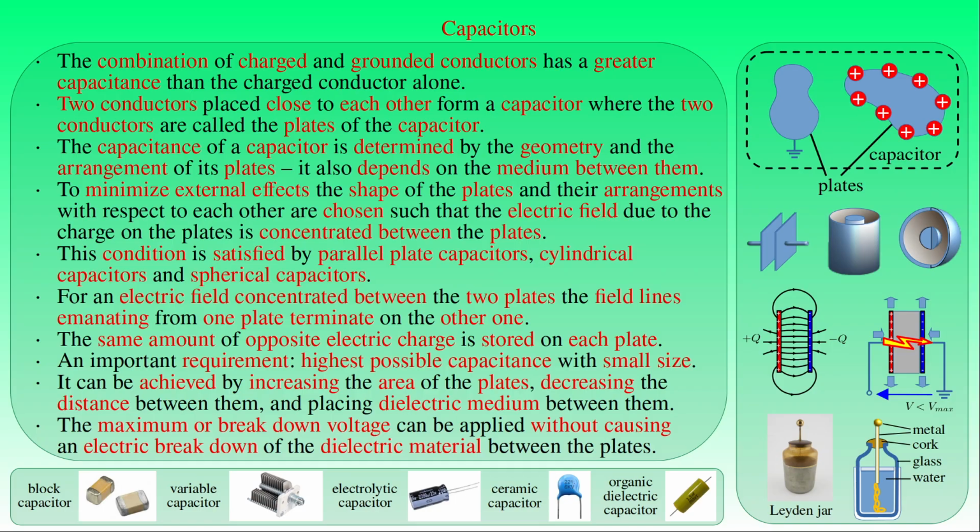Later jars had sheets of metal foil wrapped around the inside and outside of the glass and no water. The outer sheet was connected to earth and the inner one had a suitable connection with the wire or brass rod by a metal chain. The jar could be charged by connecting the free end of the wire or the brass rod to a friction machine producing static electricity.